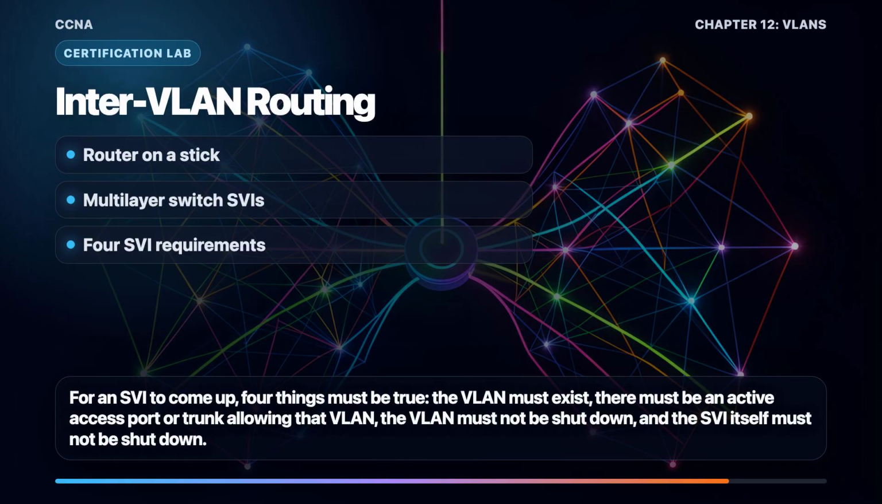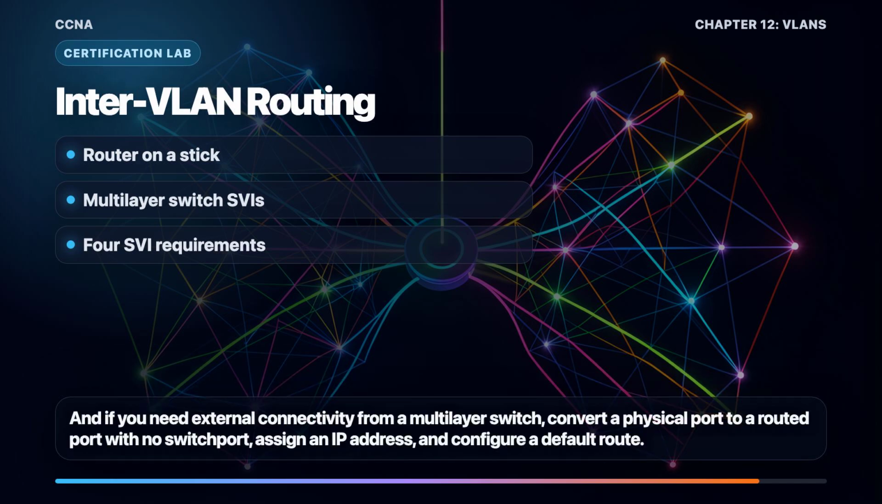For an SVI to come up, 4 things must be true. The VLAN must exist, there must be an active access port or trunk allowing that VLAN, the VLAN must not be shut down, and the SVI itself must not be shut down. And if you need external connectivity from a multi-layer switch, convert a physical port to a routed port with no switchport. Assign an IP address, and configure a default route.